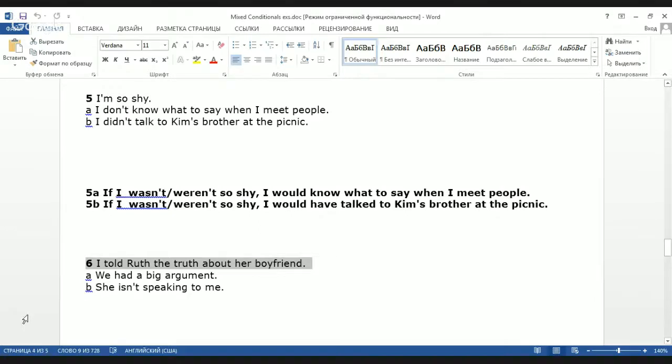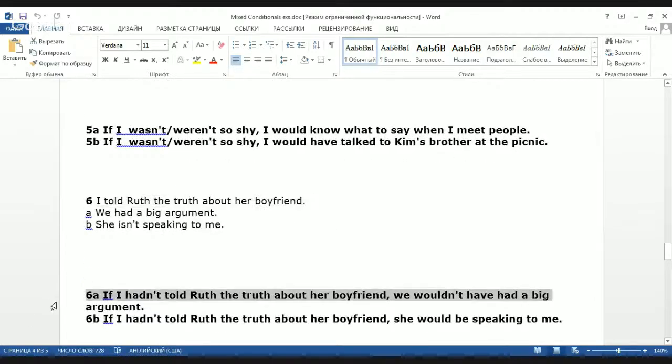Let's look at the answers. If I hadn't told Ruth the truth about her boyfriend, it's like a tongue twister, we wouldn't have had a big argument. This is everything happened in the past. It's just third conditional, unreal past situation. If I hadn't told Ruth the truth, sorry, about your boyfriend, she would be speaking to me. We have here mixed conditional. One happened in the past, I told her the truth, and now she's not speaking. So she would be speaking to me if I hadn't. That's it.